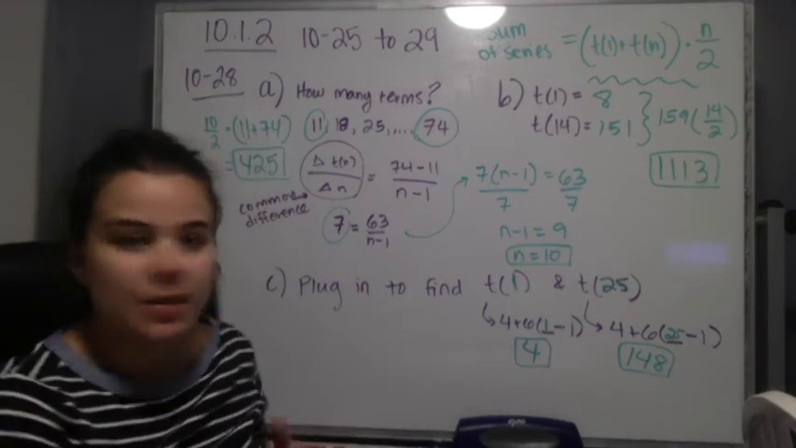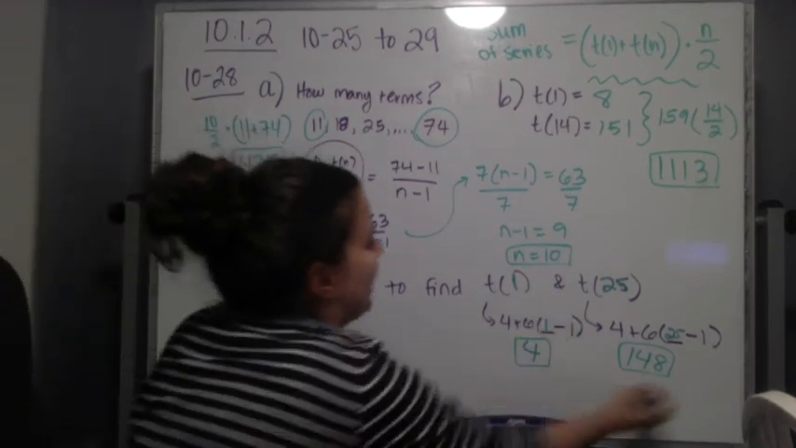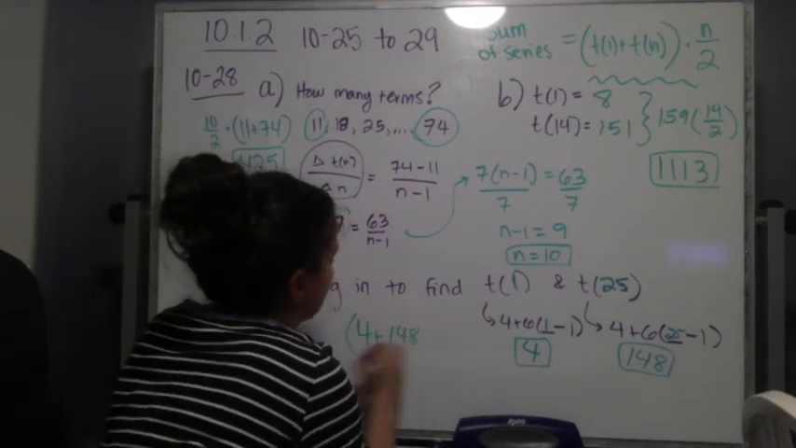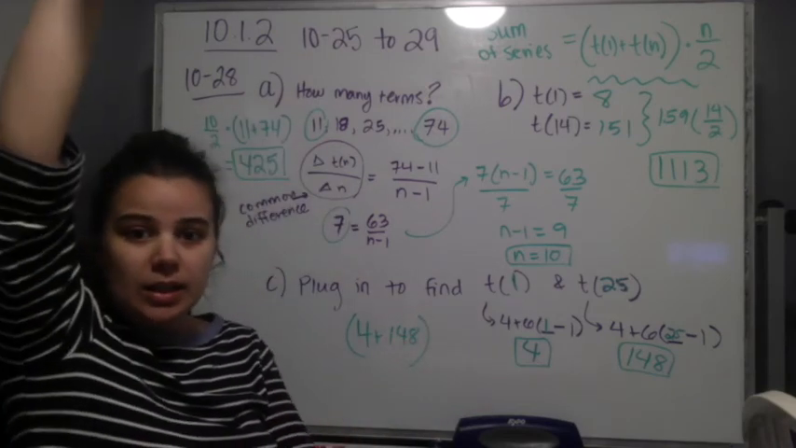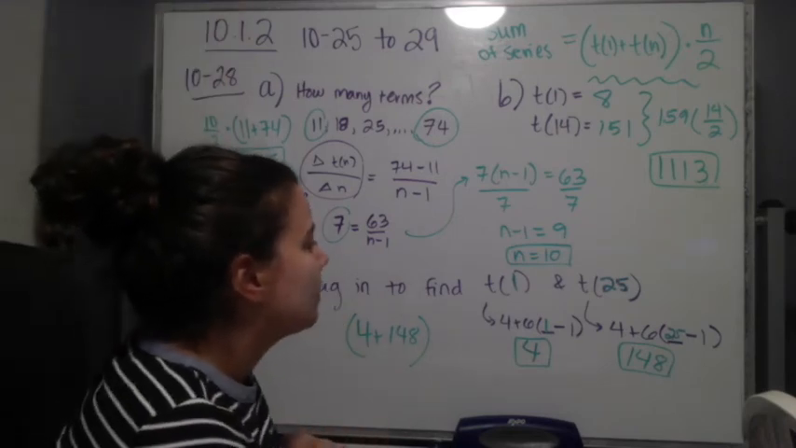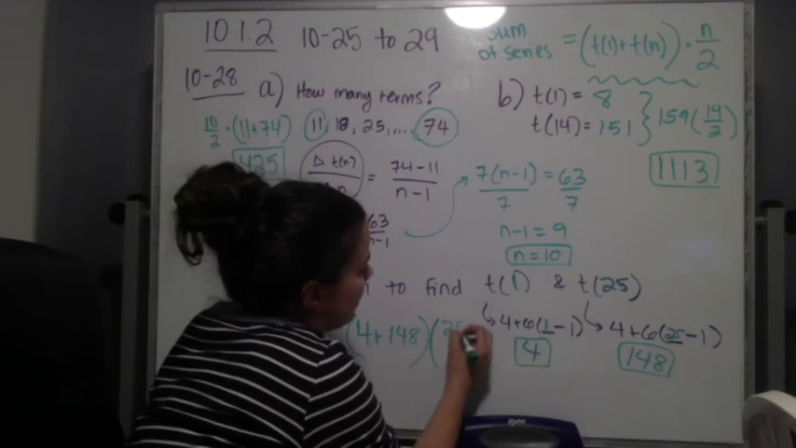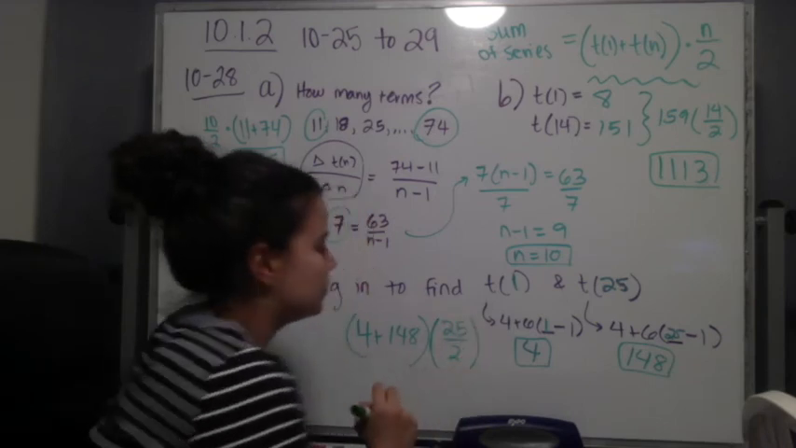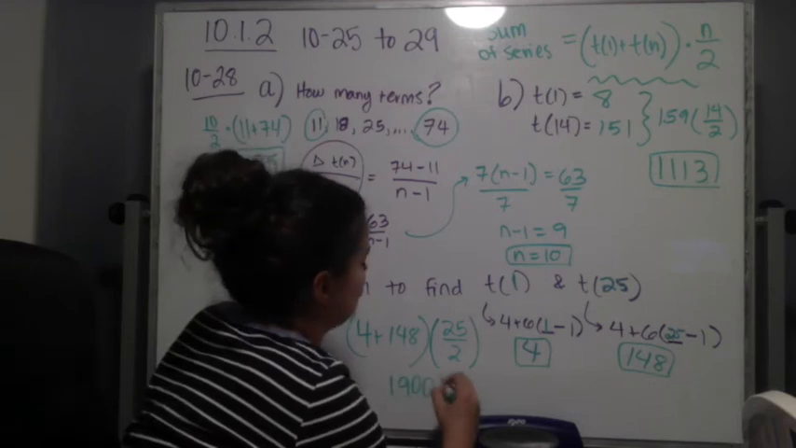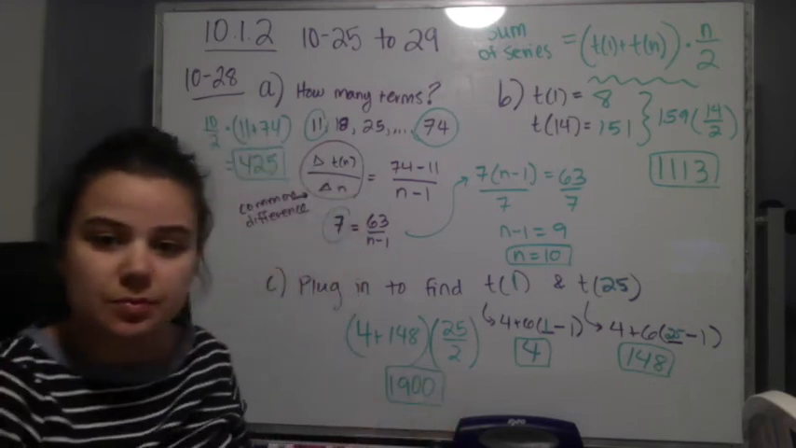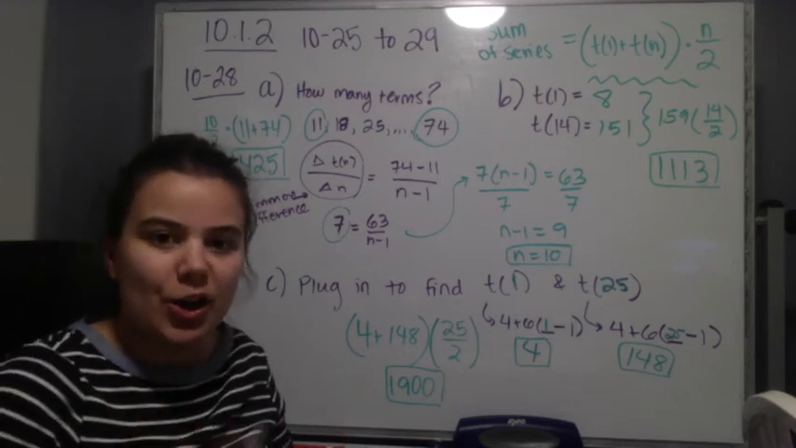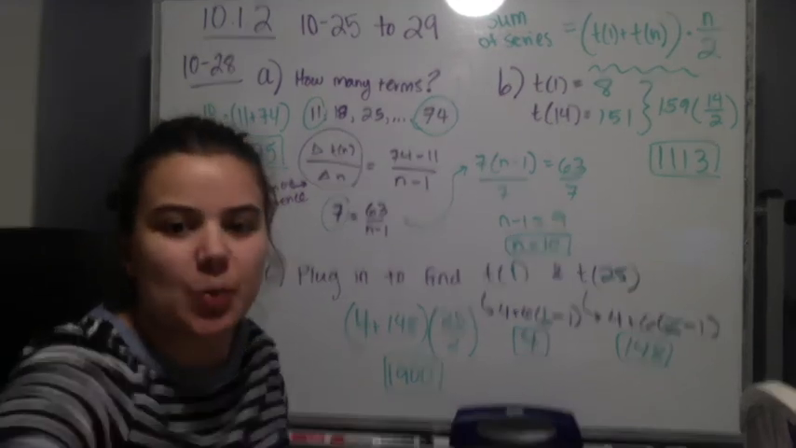So what we want to do, same as we've been doing, is add them up. So 4 plus 148 is the height of the rectangle, and for the base we are going to take 25 and divide it by 2. And then we will get a nice clean number, 1900, as the sum of our series. Cool. Go ahead and try out 10-29.